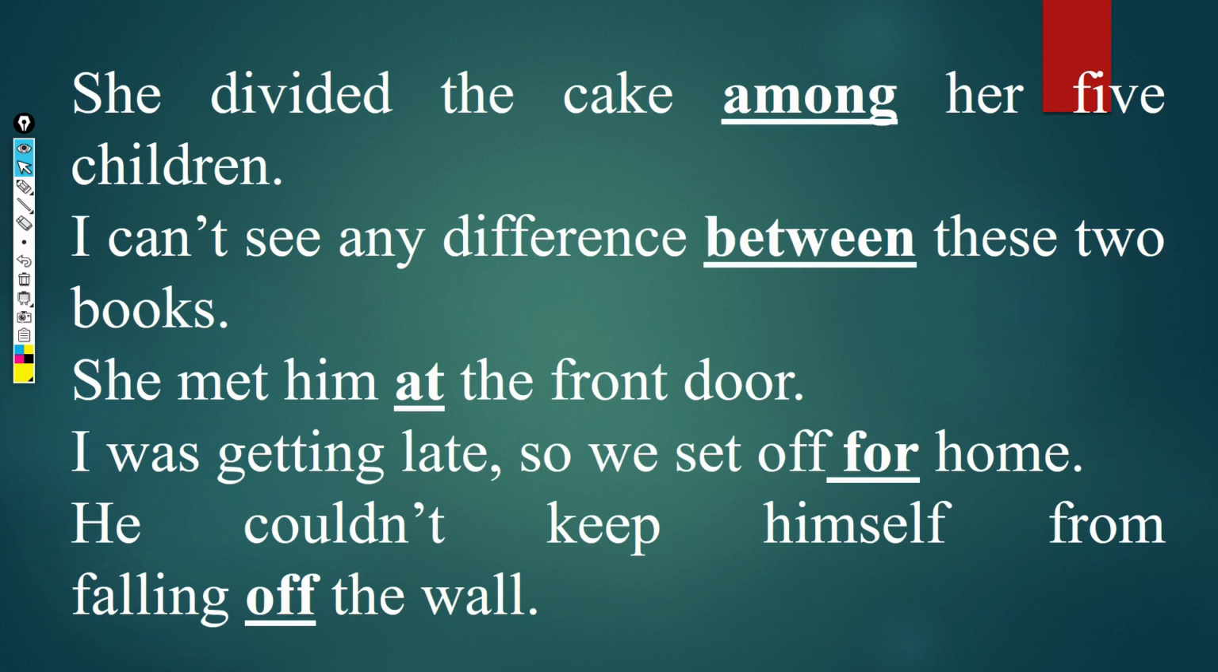We will use at as a preposition. I was getting late, so we set off for home. Here, for is used as the preposition. He couldn't keep himself from falling off the wall. Falling off the wall, here off is used as the interconnecting word or the preposition.